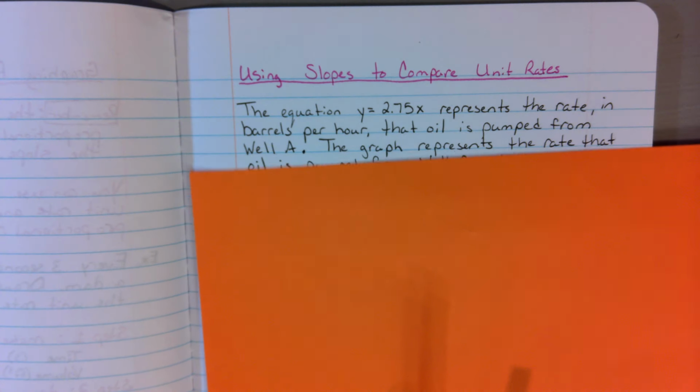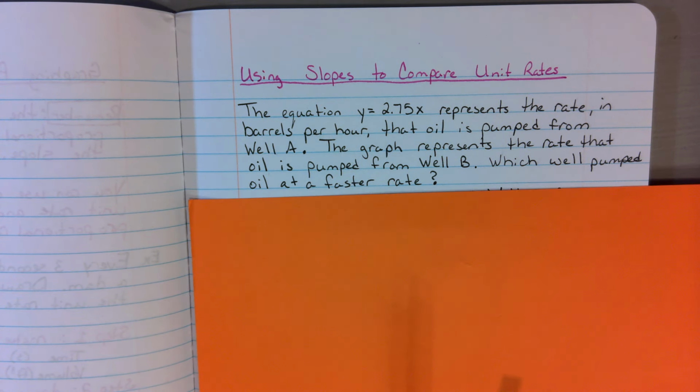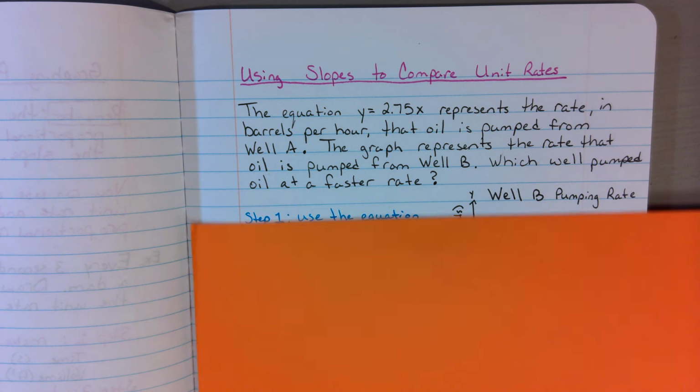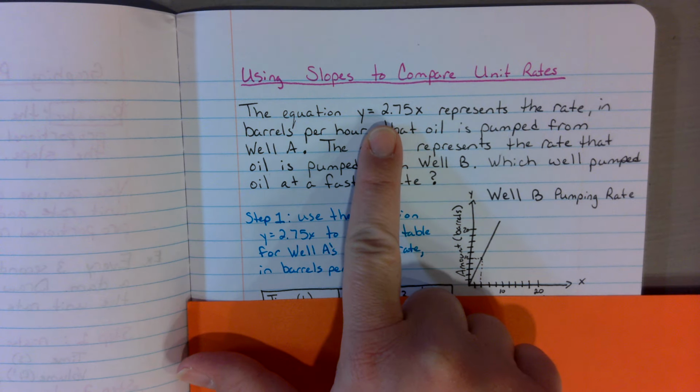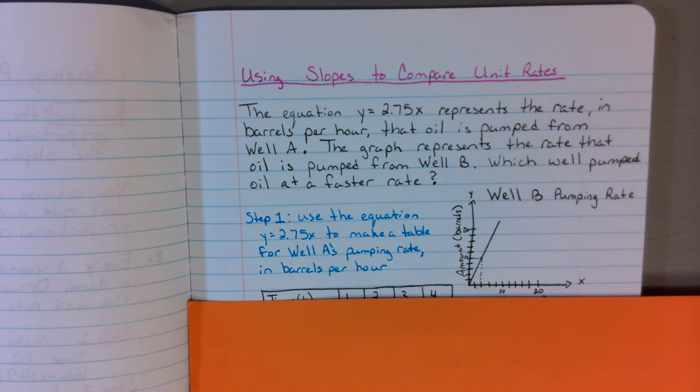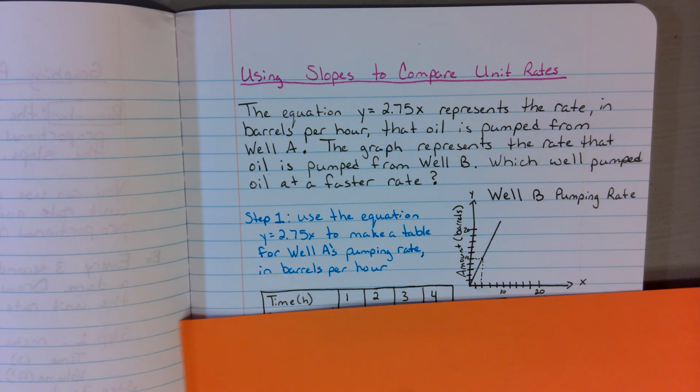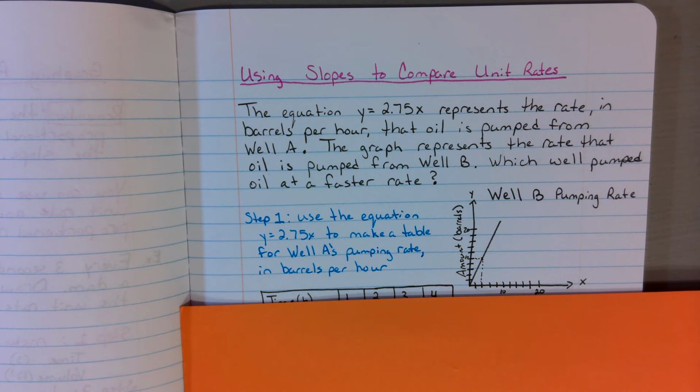The equation y equals 2.75x represents the rate in barrels per hour that oil is pumped from well A. The graph, so we have a graph right here, represents the rate that oil is pumped from well B. Which well pumped oil at a faster rate? So I have the equation here for well A, and then well B is this graph. So step one, we're going to use the equation y equals 2.75x to make a table for well A's pumping rate in barrels per hour.